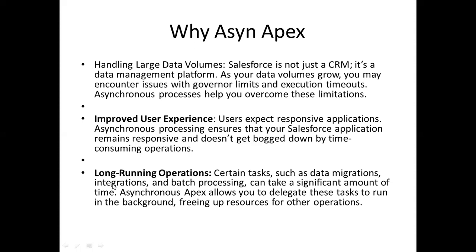Third is long running operation. Long running operation is similar to the above two. If some operations are taking too much time, for example, if you have a requirement of sending orders that are there in your CRM or Salesforce to other applications such as SAP, for order processing, there would be too much volume. So doing that through batch or through an asynchronous way would be much more efficient. So these three are the main business use cases, at a high level, where we should go with asynchronous Apex.